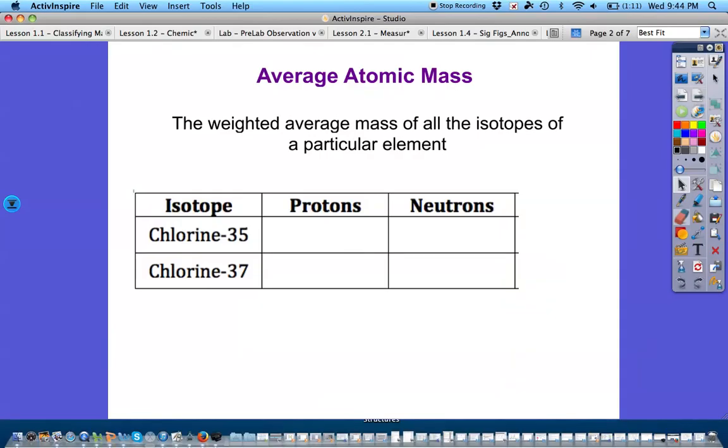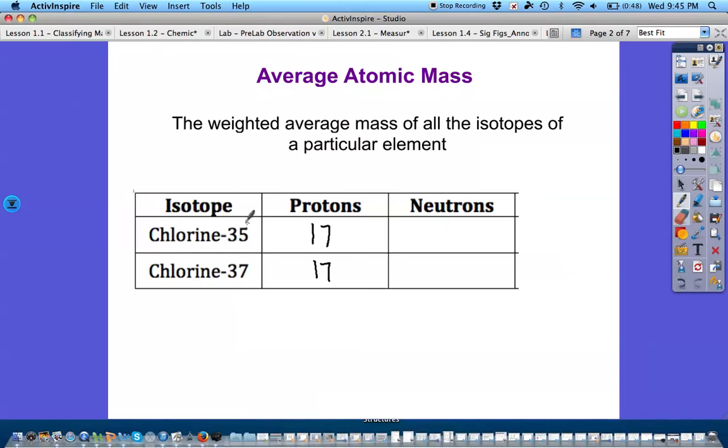The average atomic mass is the weighted average mass of all of the isotopes for a particular element. So here we have two isotopes of chlorine: chlorine-35 and chlorine-37. If we take a look at the periodic table, chlorine's atomic number is 17, and the number of protons is always equal to the atomic number. So there are 17 protons for chlorine.